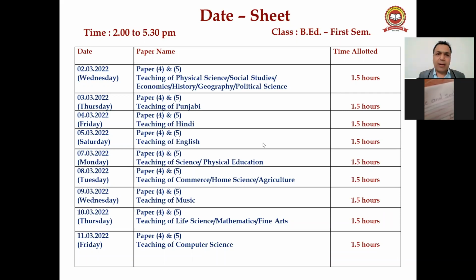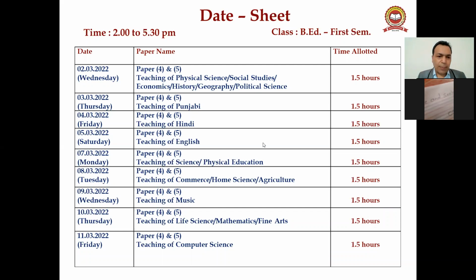The time allotted is 1.5 hours. On 3rd of March, the paper is teaching of Punjabi, for those who have opted for Punjabi as the teaching subject. Clear? And on 4th of March, the paper is teaching of Hindi. I have written paper 4 and 5, meaning your teaching papers. On 4th of March, teaching of Hindi, and on 5th of March, teaching of English. For example, those who have opted for SST and English have to note down 2 dates: 2nd March for the SST paper and 5th March for the teaching of English paper.